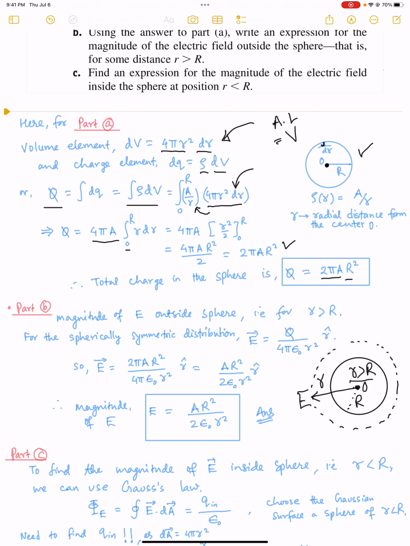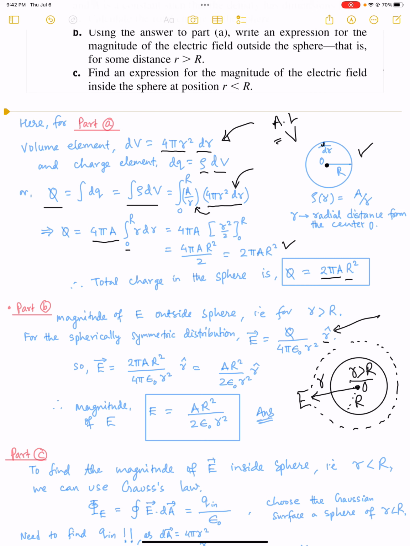So the magnitude of E outside the sphere is this. I think you are all familiar with this type of problem, the spherically symmetric distribution. So the electric field E can be written as Q over 4 pi epsilon naught r squared, times r hat. That's again simple, and r hat is the unit vector along the direction of E, which is radially outward for our case.